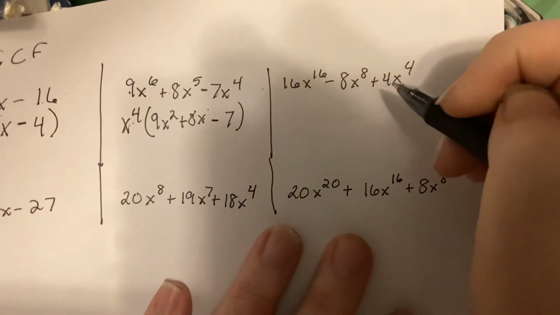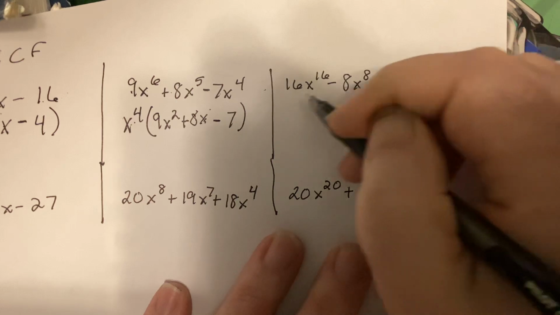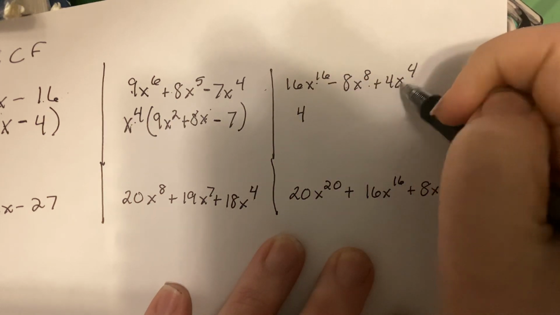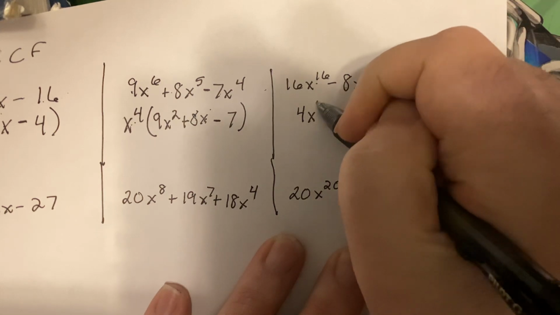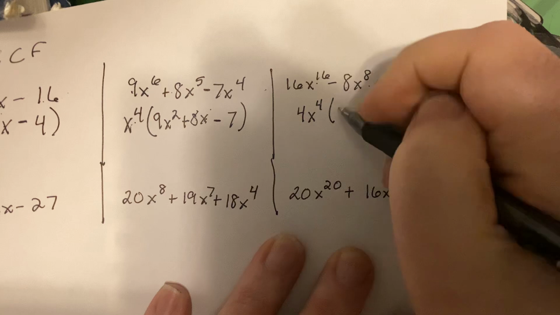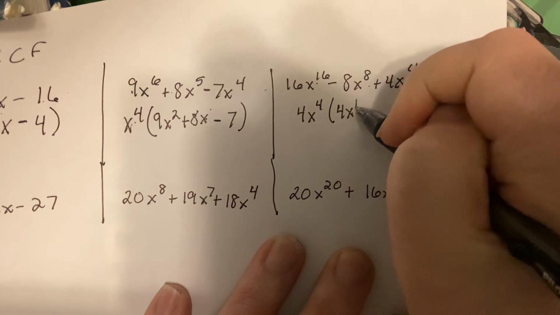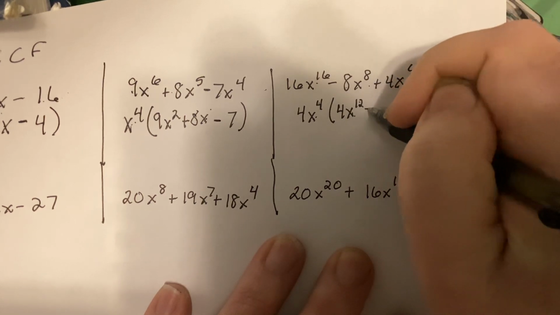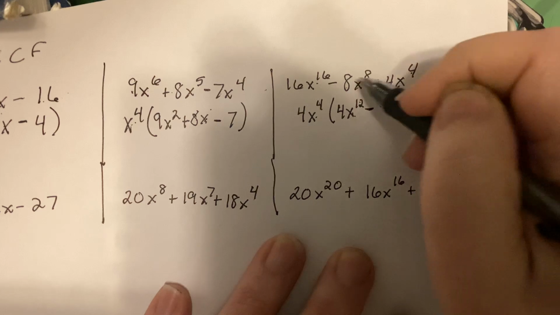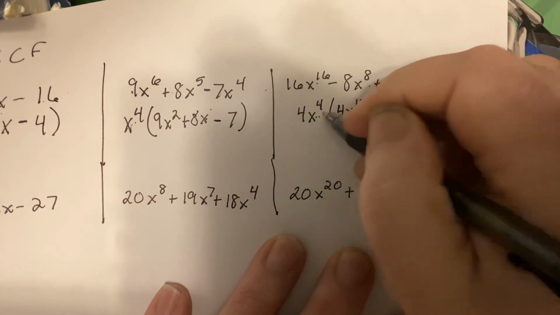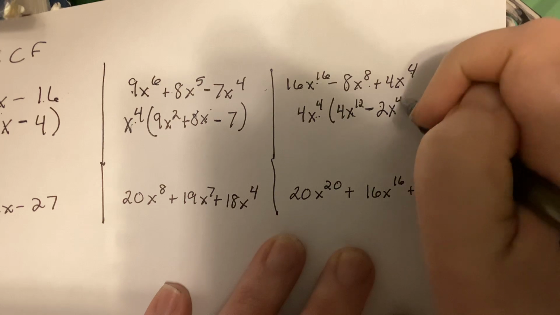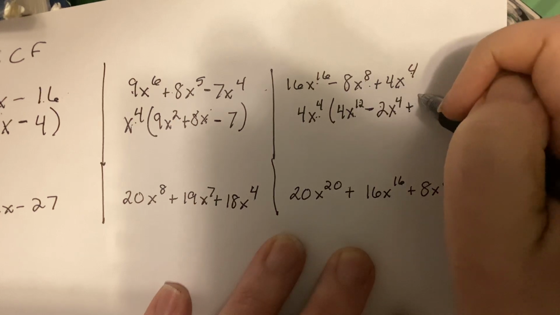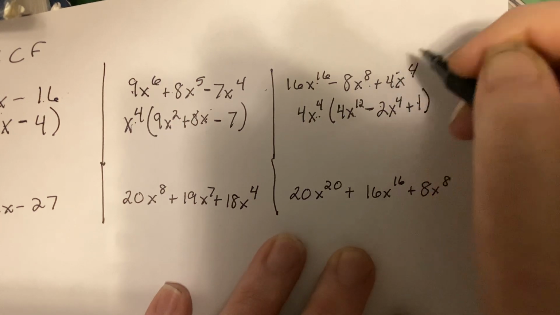So this one, what's the biggest number that goes into 4, 8, and 16? And that is 4. Is there an x in every term? Yes. The smallest power is x to the fourth. So it'd be 4x to the 12th. When you multiply two things in the same base, you add. 4 plus 12 is 16. Minus 4 times 2 is 8. X to the fourth times x to the fourth is x to the 8th. Plus 4x to the fourth times 1 is 4x to the fourth.